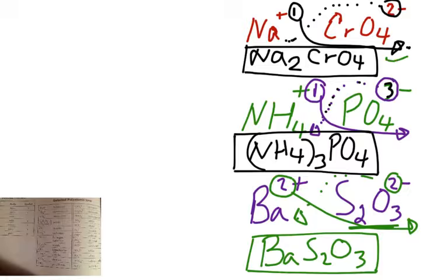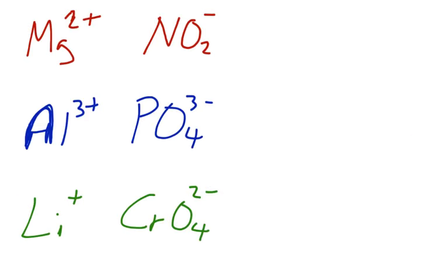So we have 1, 2, 3 ternary ionic formulas from the crisscross method. We have some other examples here, so you can pause the video really quick and see how you do with them.